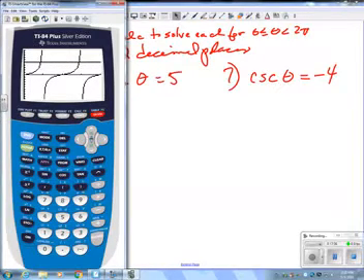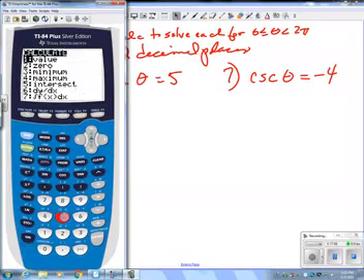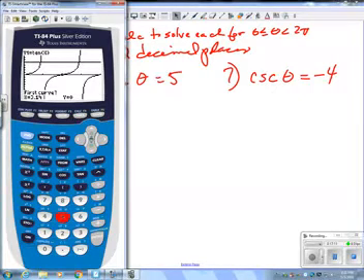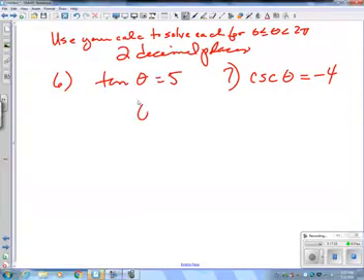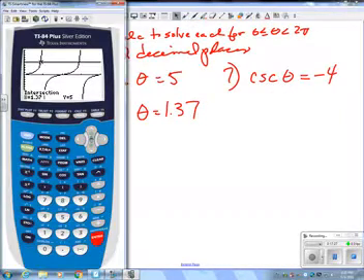So here it crosses twice, so I'm going to do second count number 5, and I'm going to move my cursor up to the top line and over to that first answer because I want to get the first one before I move to the second one. Enter, enter, enter. And I get theta is equal to 1.37. Don't care what the y value is because that's 5. I only care what the x value is.